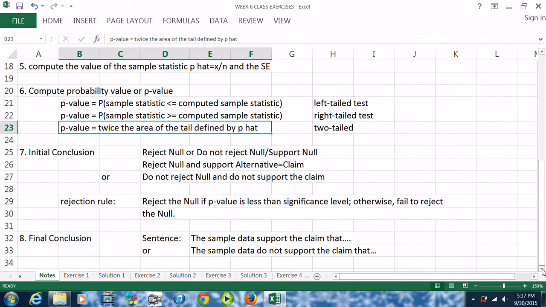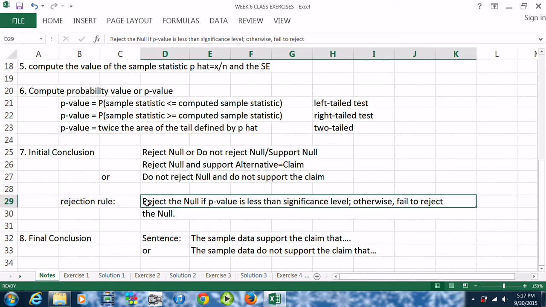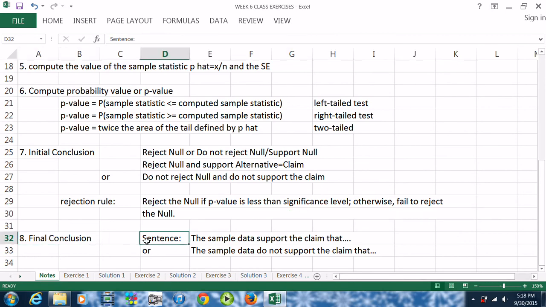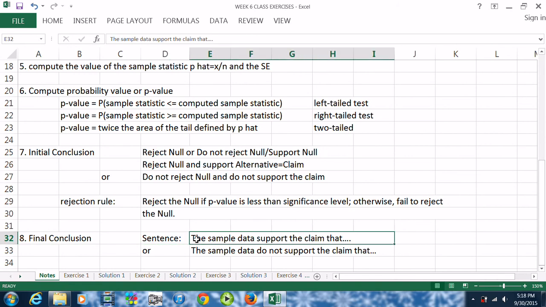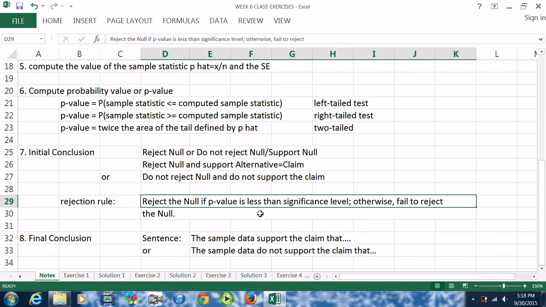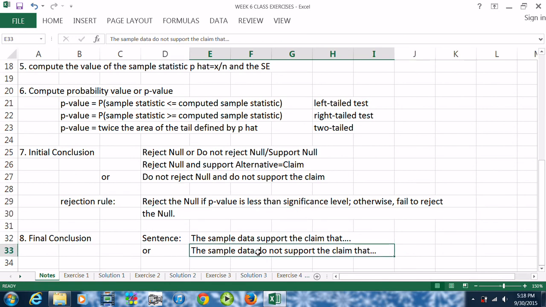The initial conclusion is when we either reject or support the null hypothesis. So our rejection rule: reject the null hypothesis if your p-value is less than your significance level. Otherwise, you fail to reject, or you can just say support your null hypothesis. And your final conclusion is a sentence. If you reject the null hypothesis, then the sample data support the claim. If you fail to reject or support the null hypothesis, the sample data do not support the claim.